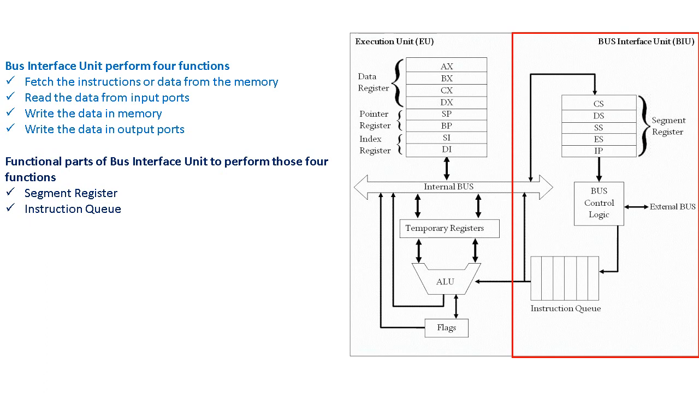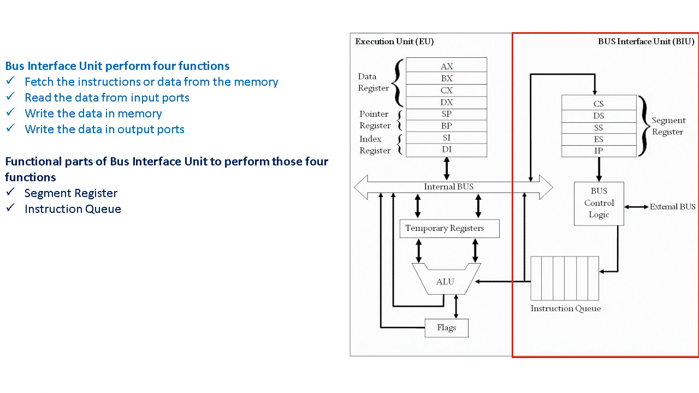It fetches the instructions or data from the memory. Therefore we have to understand that the bus interface unit is used to fetch the instruction from the memory. The memory is nothing but the RAM. So the CPU fetches data from RAM. So inside the microprocessor chip, the bus interface unit does this particular operation. It fetches the instructions or the data from the memory.